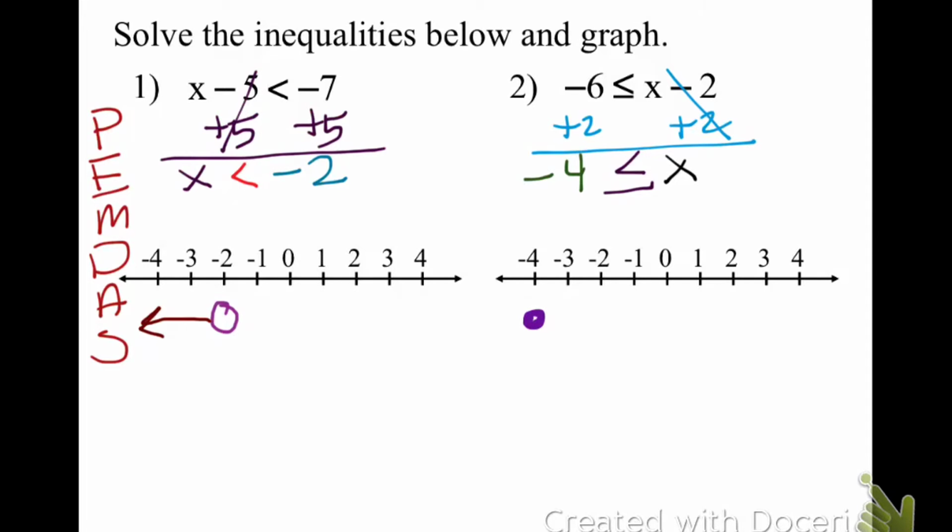Now, negative 4 is less than, smaller than x. So if negative 4 is smaller than x, x has to be bigger. So all my values will be going in the positive direction because negative 4 is smaller than x. So I've solved for my inequality and I have graphed it. So those will be my answers.